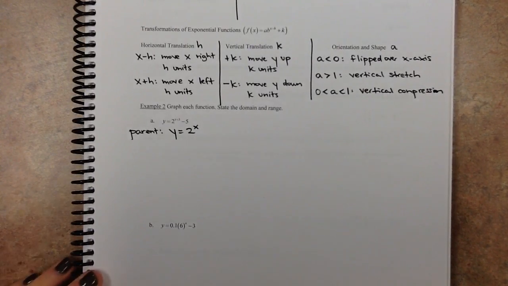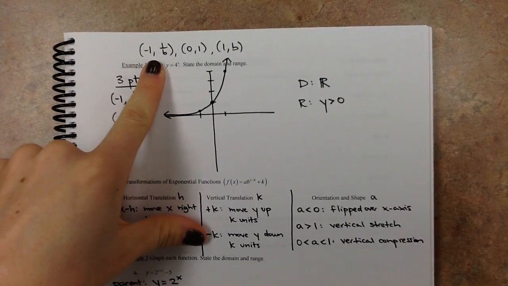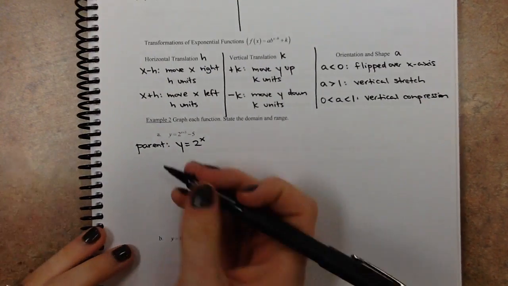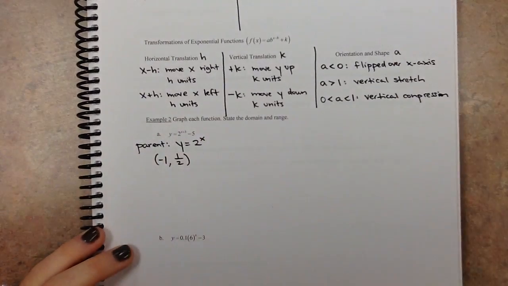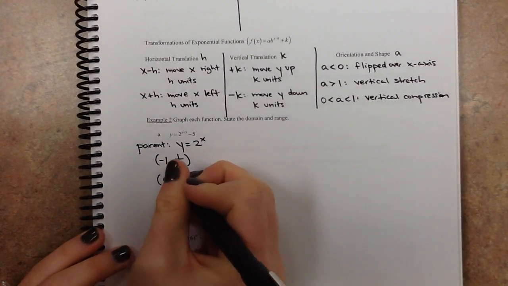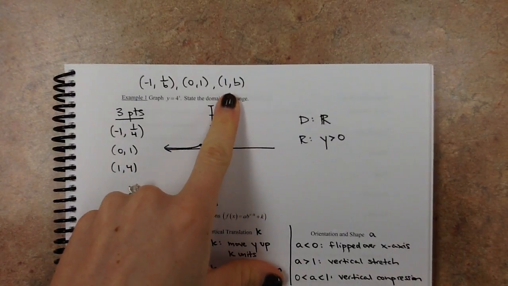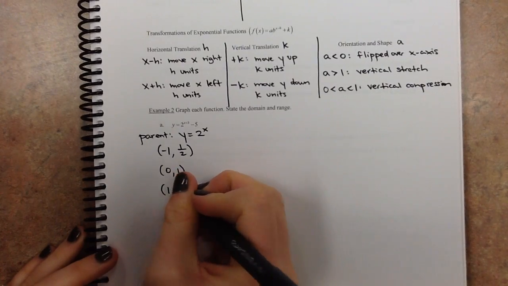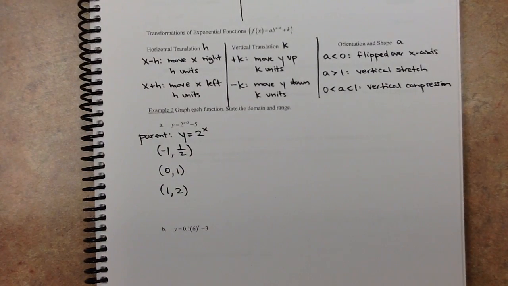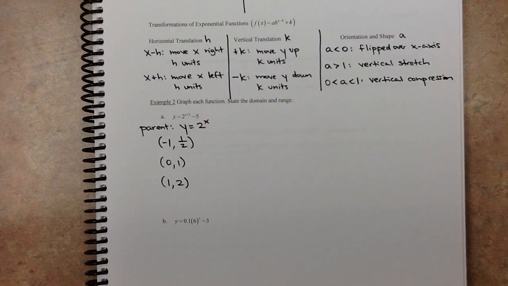Okay, so our parent graph, remember we've got these 3 points, so -1 and then 1 over b. So we would have the point -1 and then 1 over 2, because 2 is our base. We always have the point 0, 1, and then that last one is 1 comma b. So because our base is 2, we would also have 1 comma 2. Okay, so that is the parent graph. That's before any transformations were made at all.